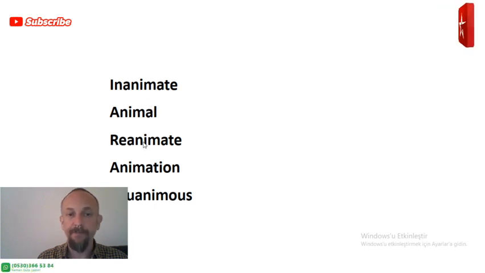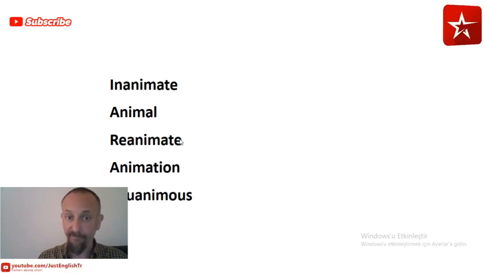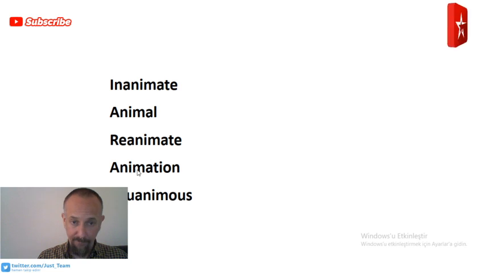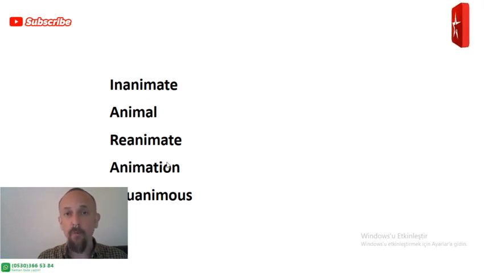Reanimate. Now, can you see that sound here? Ani. We've got inanimate, and then it becomes reanimate, because here we now have a verb form. It's changed the sound of that, and the stress has changed too. Then down here, we have animation, and again we've got that schwa sound.